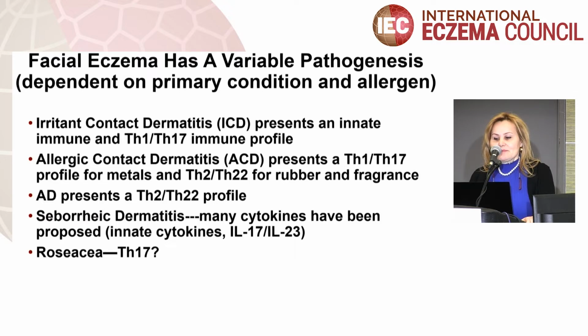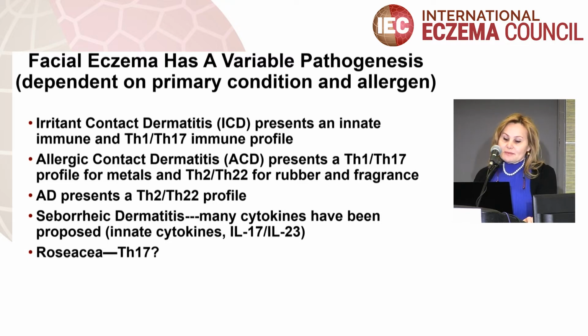Now I'll start with facial eczema, and facial eczema is kind of a mixed path that has a variable pathogenesis dependent on the primary condition and the allergen. So on one hand, we have irritant contact dermatitis that presents an innate immune phenotype, but also is Th1 and Th17 driven. We have allergic contact dermatitis that we showed, and I'll show you the data, presents a Th1, Th17 profile for metals such as nickel, and Th2, Th22 phenotype for rubber and fragrance. And atopic dermatitis that also has facial involvement presents a Th2, Th22 profile.